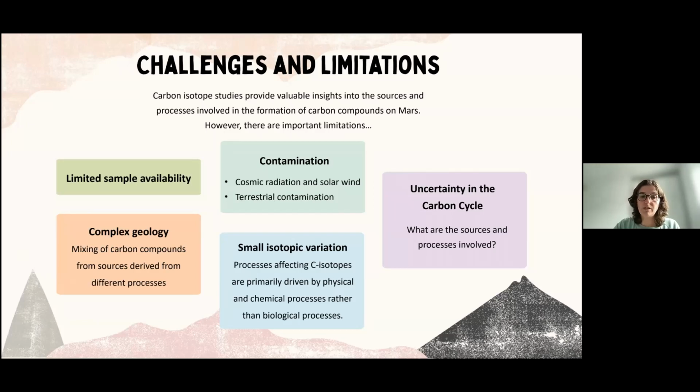Also, another limitation is that there is a small isotopic variation. The carbon isotope variation, the ratio between the heavy and the light that is observed in Martian samples, is relatively small compared to terrestrial samples. And this can make it difficult to differentiate between different carbon sources or processes based on this data.